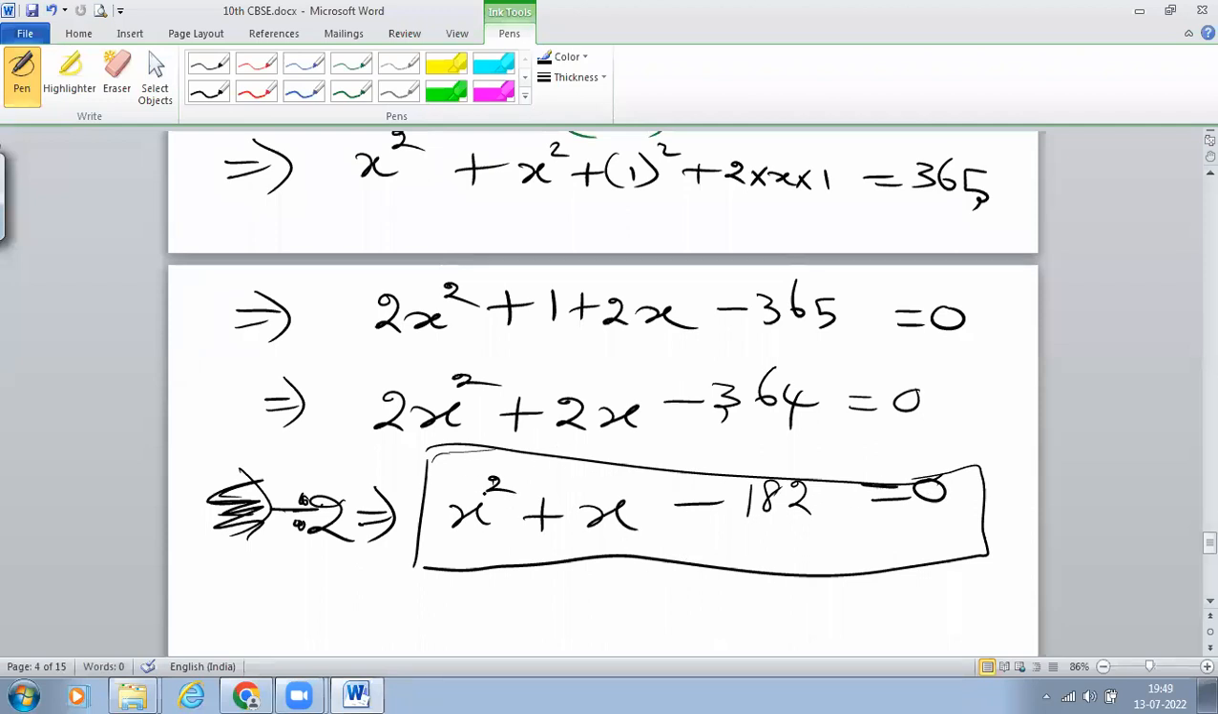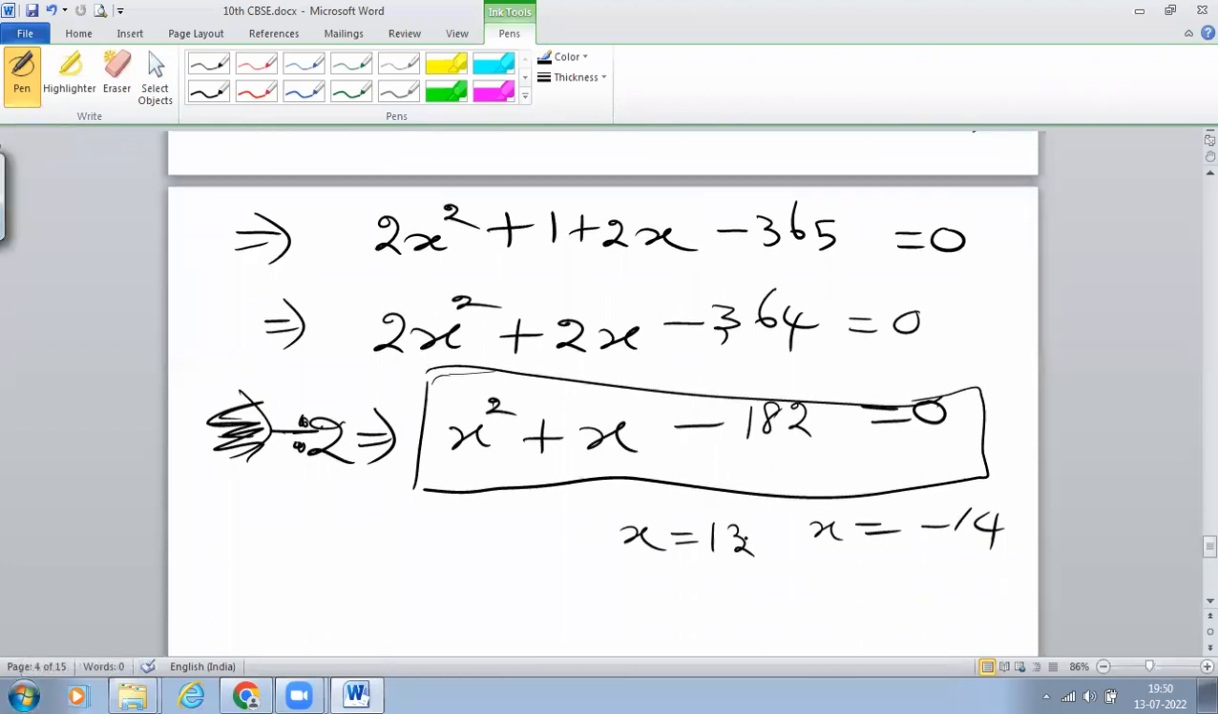Now we have to solve this equation to find the value of x. If you solve this equation, you will get two answers for x. You have to check that, that is homework. One answer you will get as 13 and another answer you will get as minus 14. So which number do you have to choose, 13 or minus 14? 13, very good. You have to choose 13.